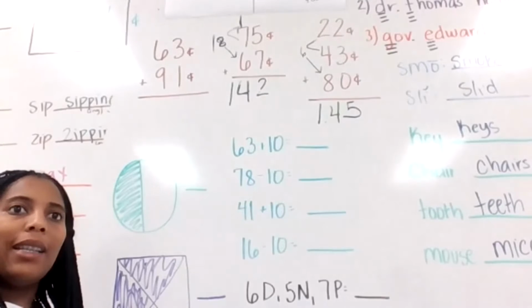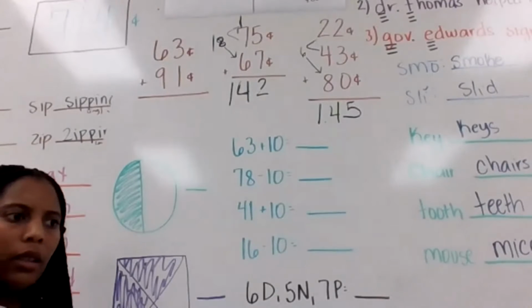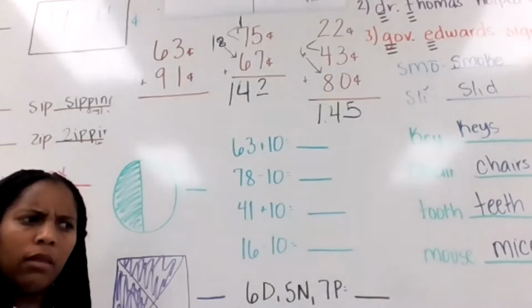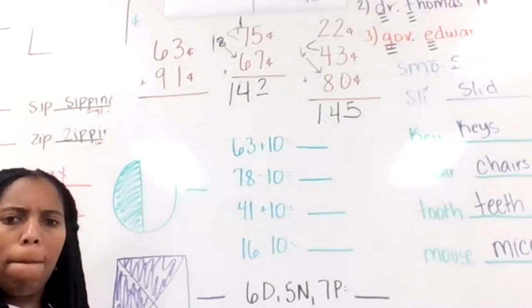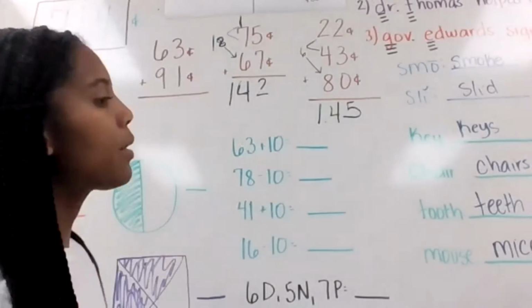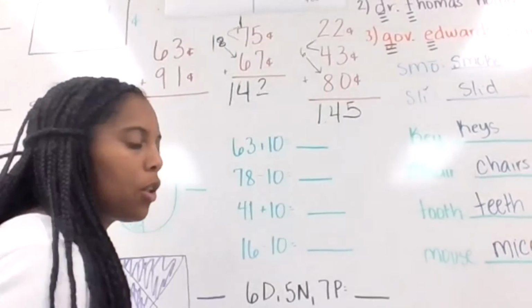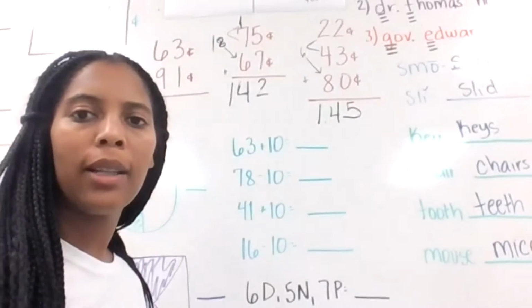It's not 14. That's what I'm saying. Okay, let's add this one. So 63 cents plus 91 cents. Okay. Anyone would like to show how to walk us through this one? How do we add it up?